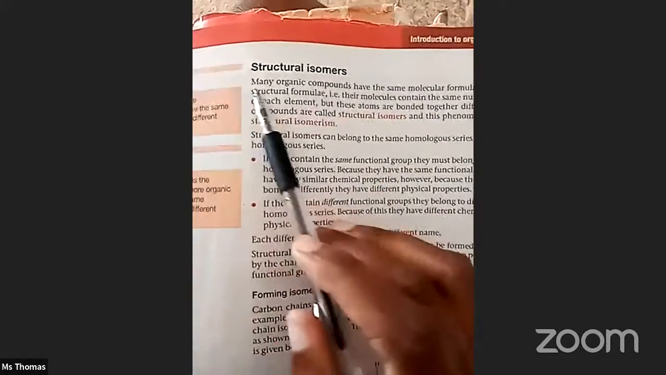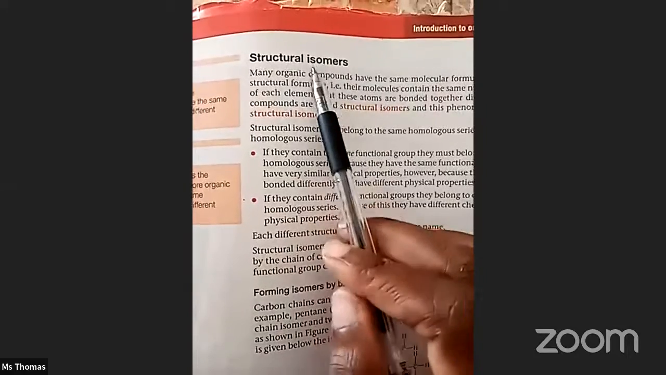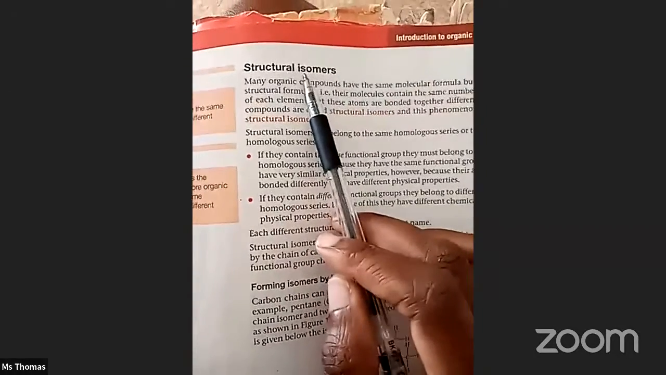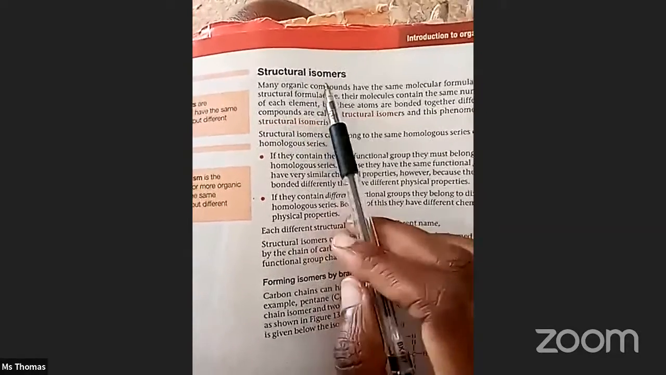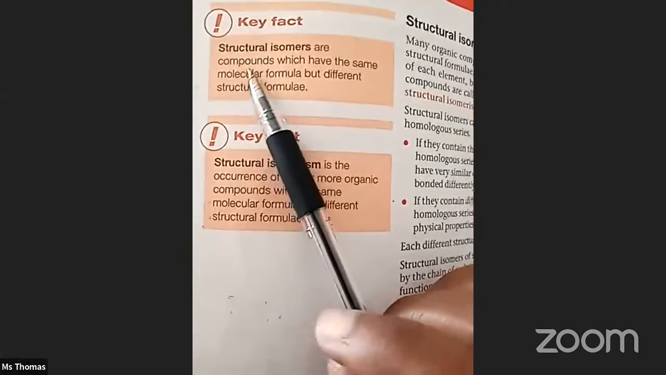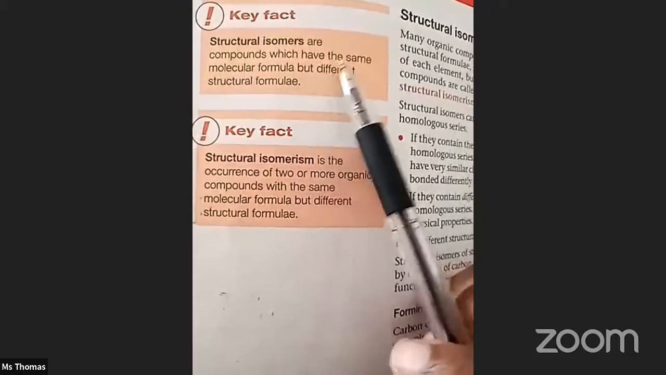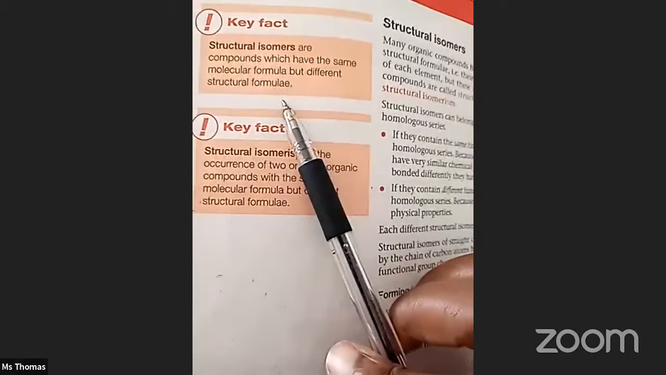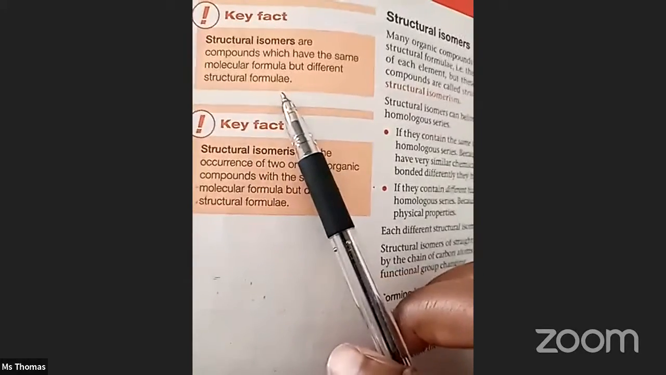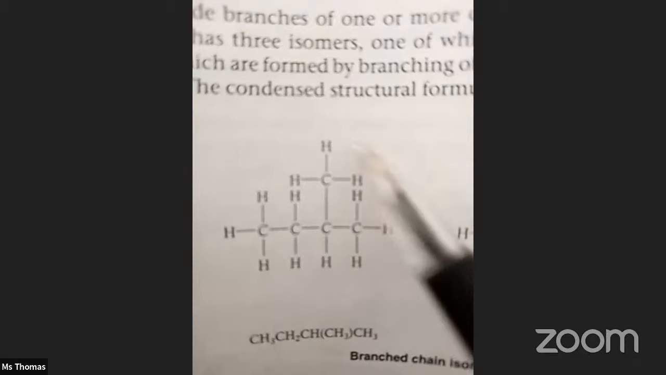So now we're going to talk about structural isomers. And iso is the prefix that means the same. So structural isomers have something in common, and that's what we're going to look at now. Structural isomers are compounds which have the same molecular formula, but different structural formula. And remember, what does the structural formula look like? It looks like this, right? Where you draw out all the carbons and all the hydrogens. That's what a structural formula looks like.